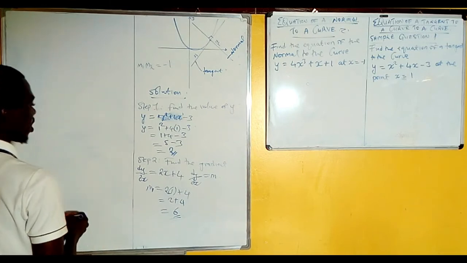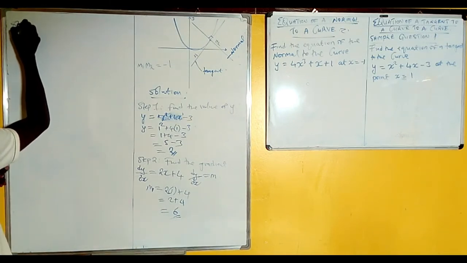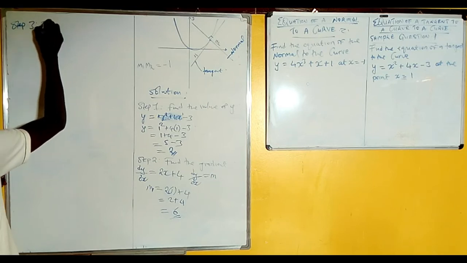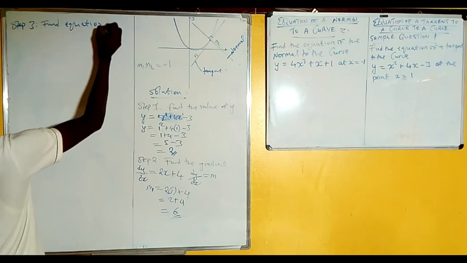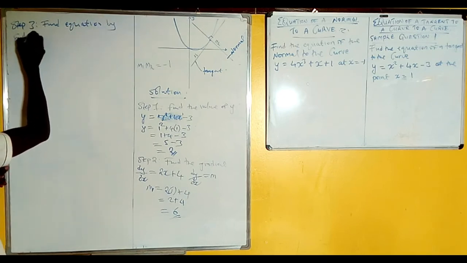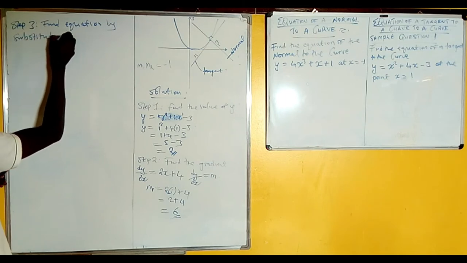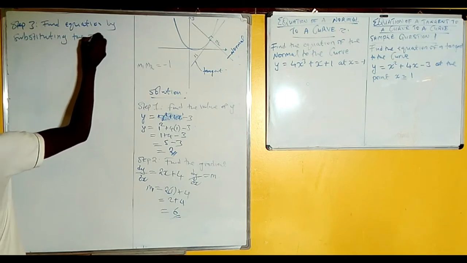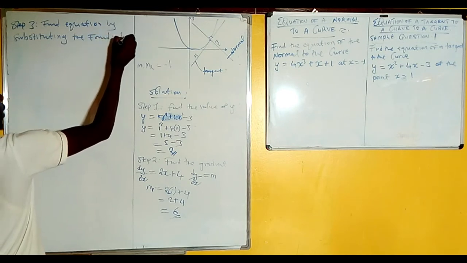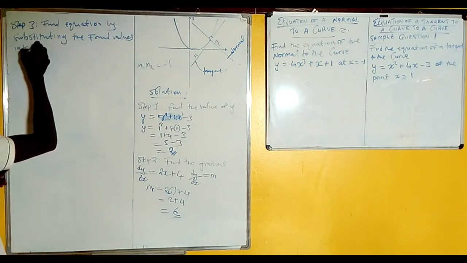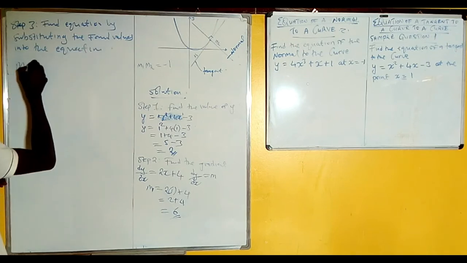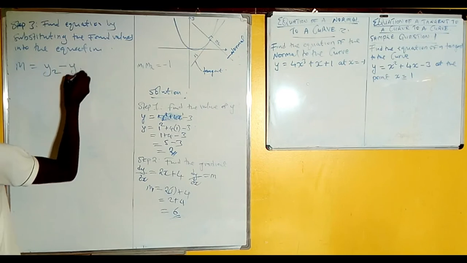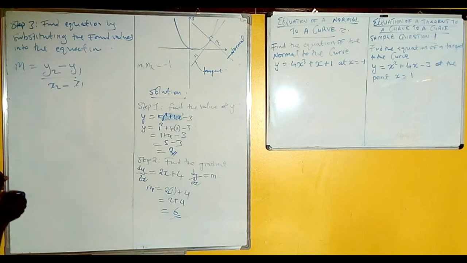Now we can find the equation. Step 3, which is the final step here, we now find the equation. So we find the equation by substituting the found values into the equation. So into the equation, m is equal to y2 minus y1 over x2 minus x1. You remember this one? So we continue.